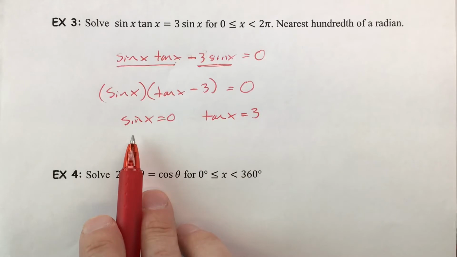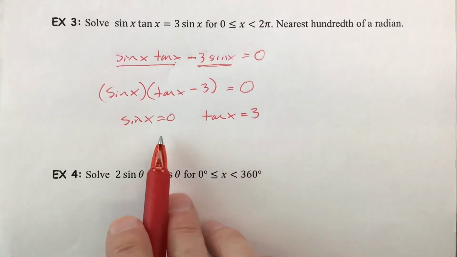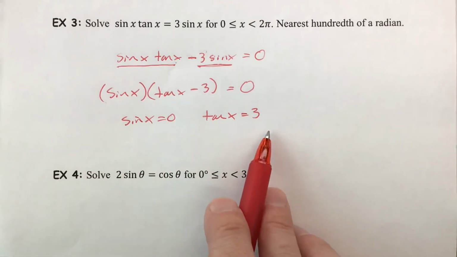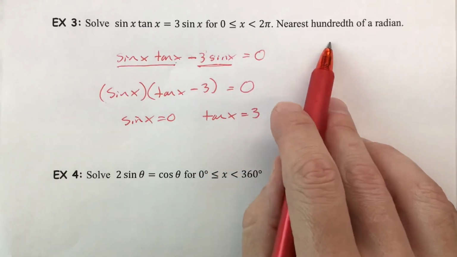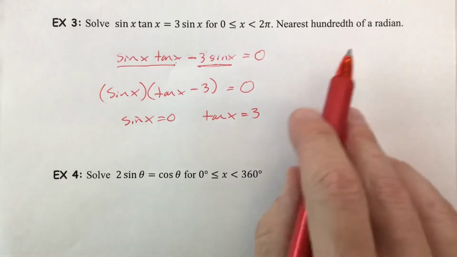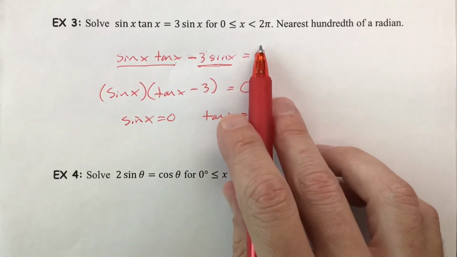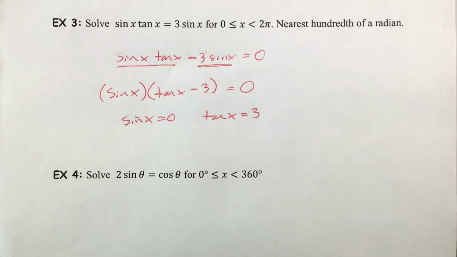We'll then take the arc sine and the arc tangent of these respective numbers, and those will give us our answers. We'll be doing this in radians, and we're also going to be rounding to the nearest hundredth. So these might not give us those special numbers that we have.